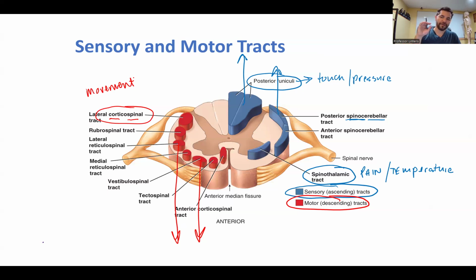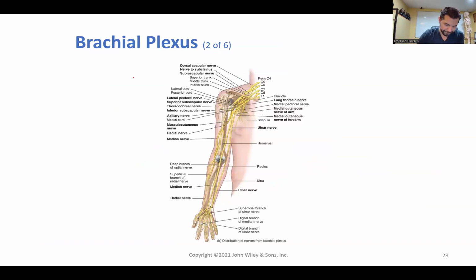Again, these tracts are specific areas of white matter that are going to send a message up from, let's say, I step on something sharp. A sensory message is going to come in and it's going to go up through an ascending tract to get to my brain. So these tracts are pathways that allow messages to be sent up and down the spinal cord, not necessarily the spinal nerves that we talked about, which send messages in and out of the spinal cord. So hopefully that makes a little bit of sense.